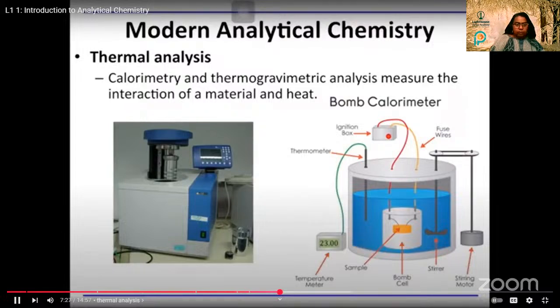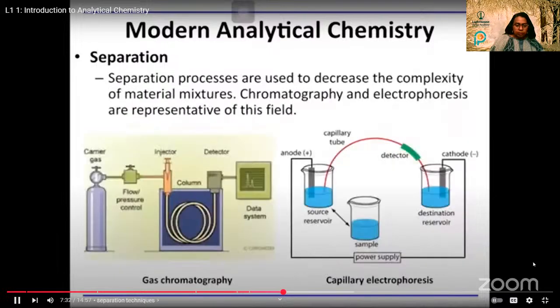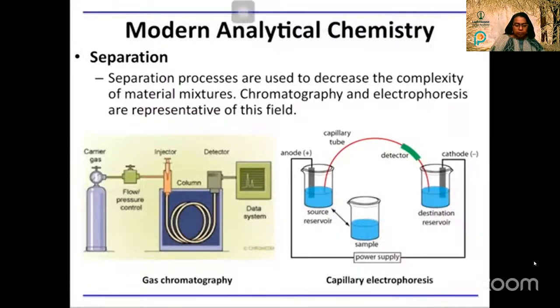Separation techniques, particularly chromatography and electrophoresis, are two of the most useful analytical techniques. The main idea behind these separation techniques is the difference in the interaction of your analyte to the stationary phase compared to the impurities or other interferences. In chromatography, we have the terms stationary phase and mobile phase. The most common example of chromatography is paper chromatography.